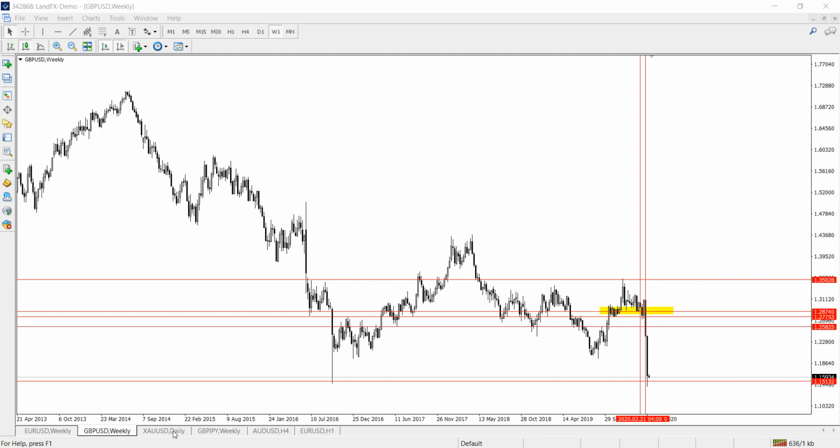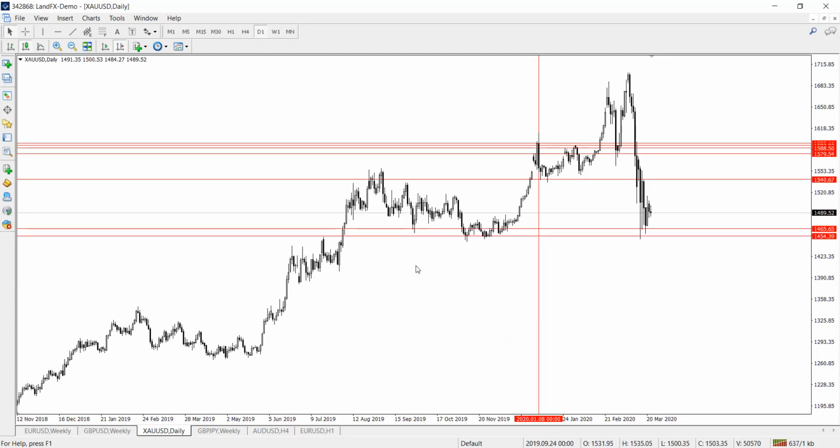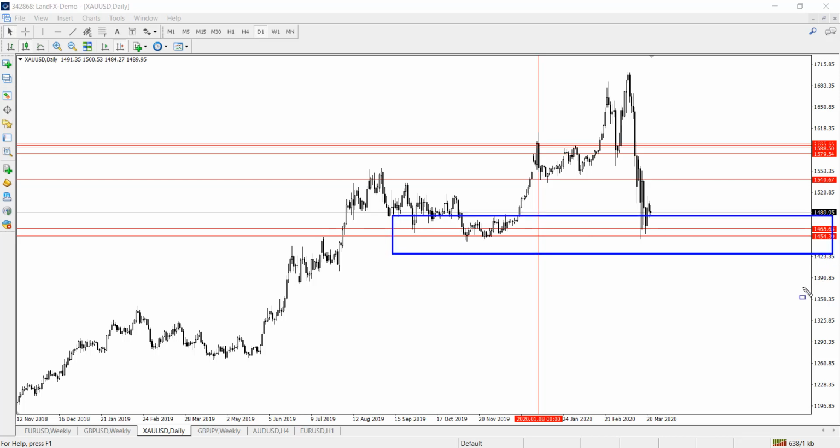Okay, let's continue with the gold on the daily time frame. It is traded above a strong area here, 1450 to 1447. Now what we can do is to wait for some bullish evidence to show up here, then we can go long targeting the level of 1540. Just in case the pair shows up bullish evidence here, we can go long, and our first target is 1540.